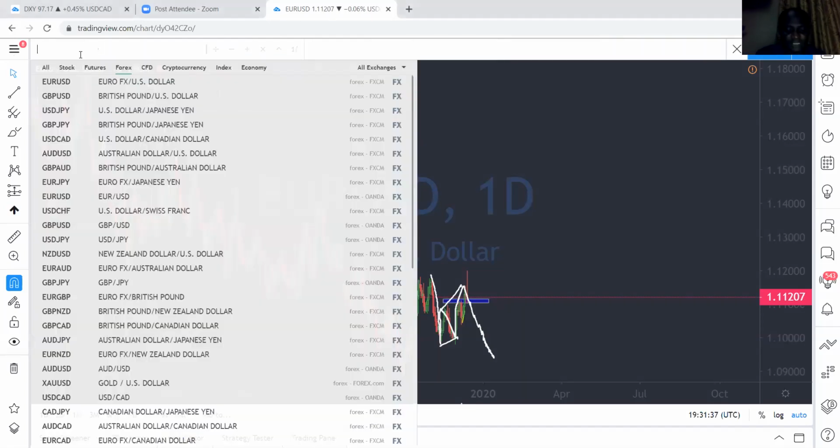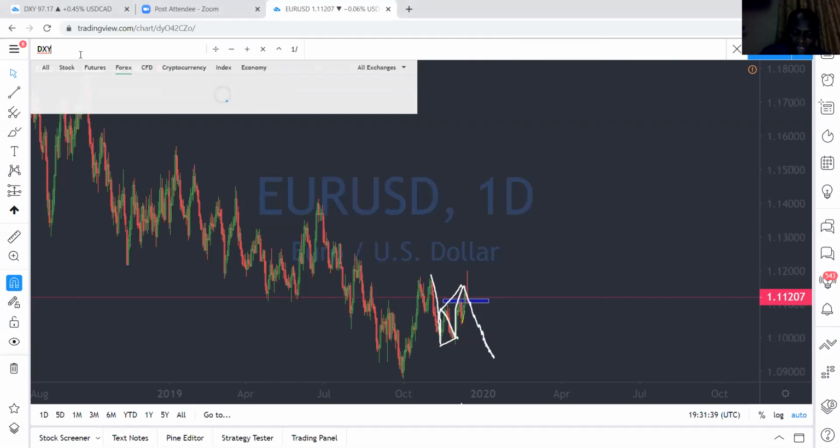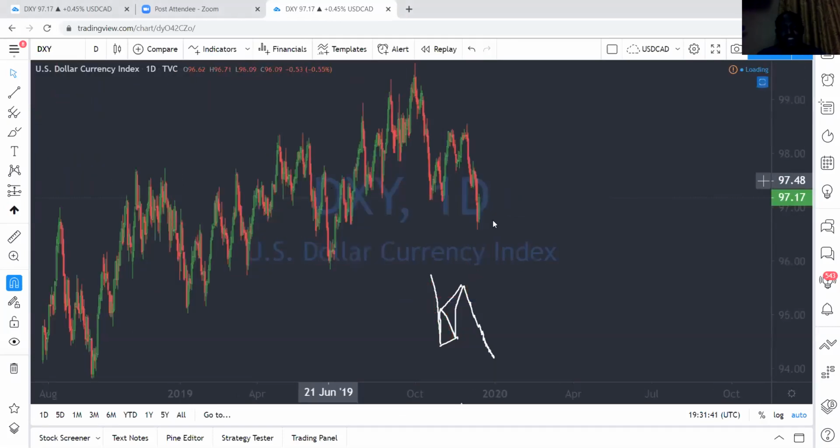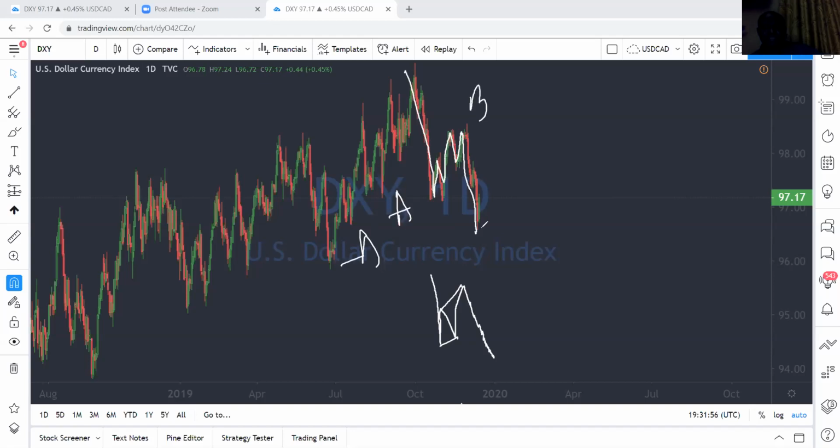Check DXY. Can you see? After the 3-wave pullback, it's now ready to move to the upside. How? Impulse, 1, 2, 3, AB-based pattern, boom. So you can see that this is A, this is B, this is C. So A now is almost equal to what? C.